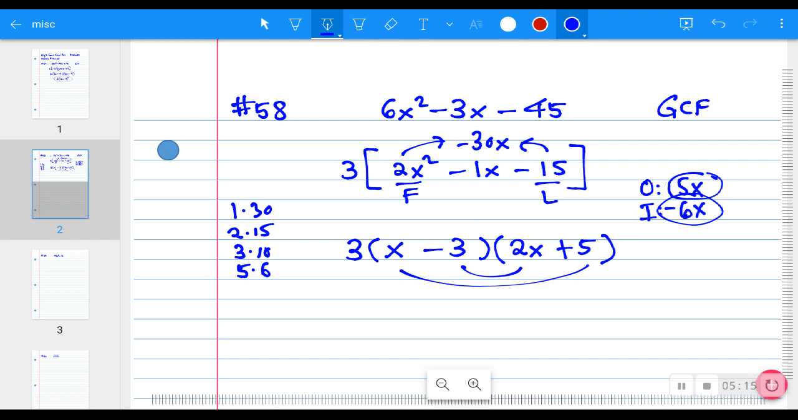And just as one last double check, let's continue this. Negative 15 for the last. Yep, that worked out. And first times first, here's 2x squared. Yep, that worked out. So this problem is done, and here's our answer down here, the factored version of it.